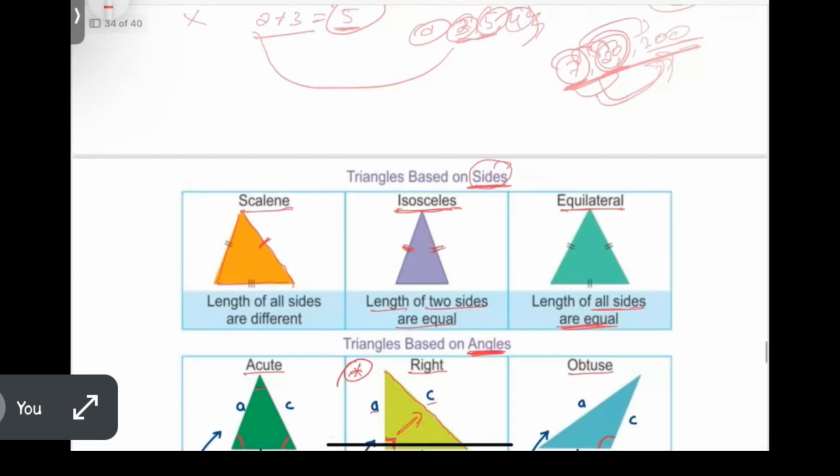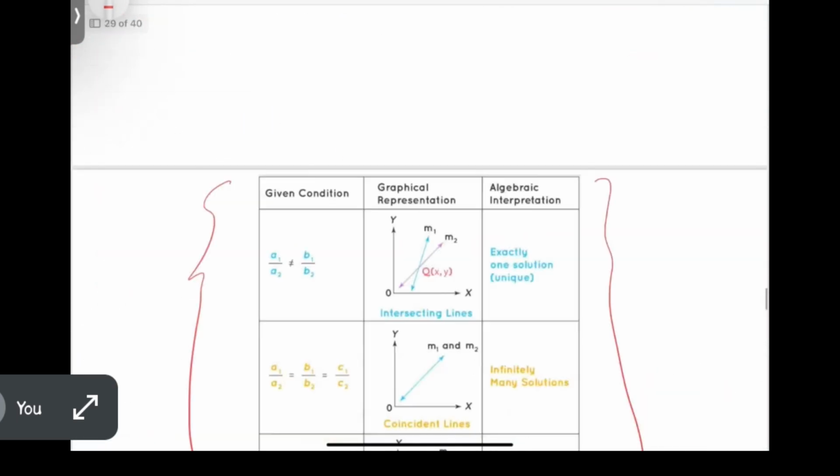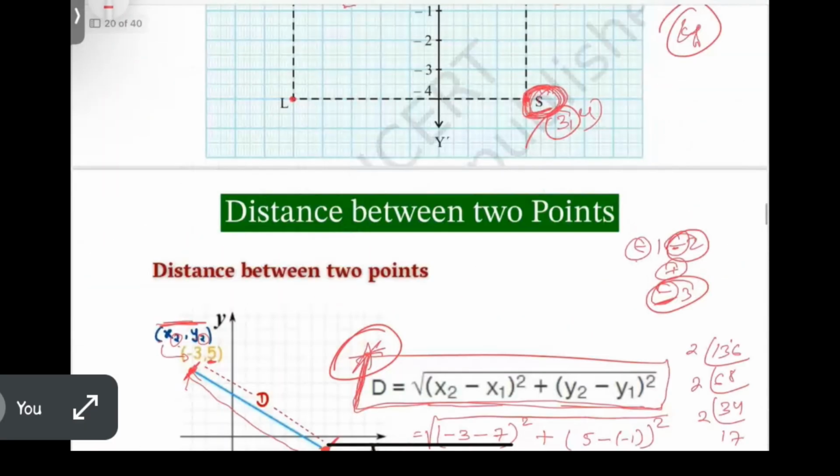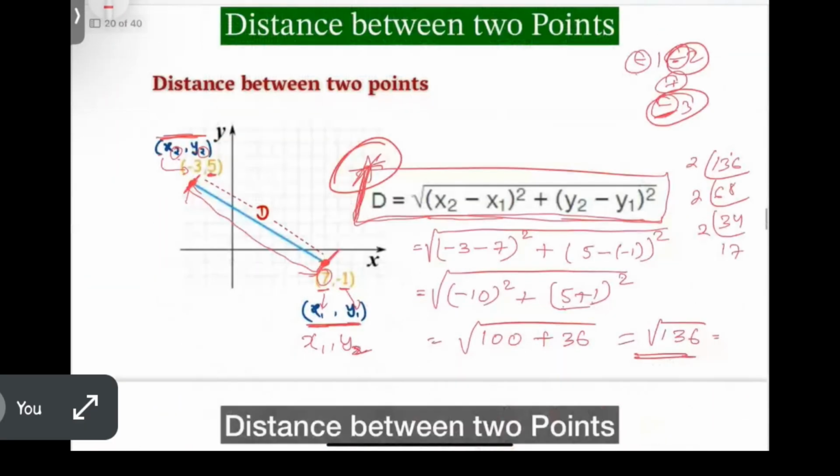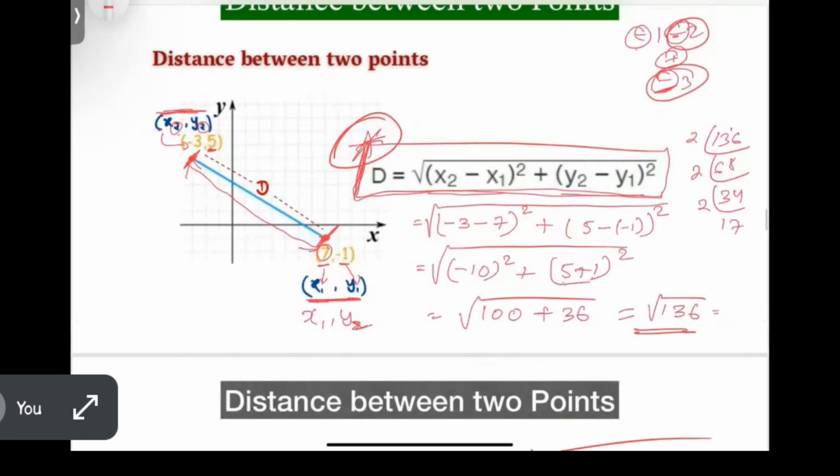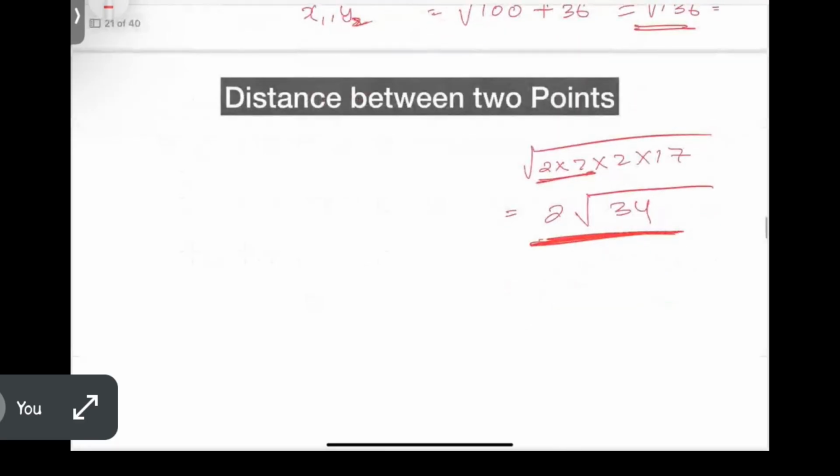Oh, I'll just tell you one thing here. There's one more formula here, the distance from the origin. I think I didn't give you. You can write this one down. Distance from the origin is nothing but the root over x square plus y square.